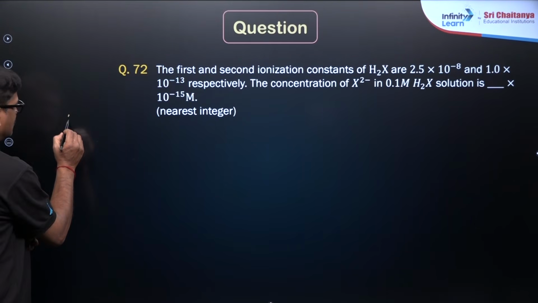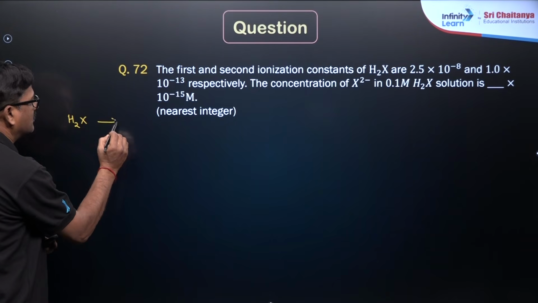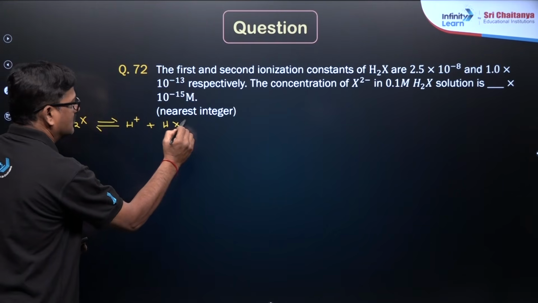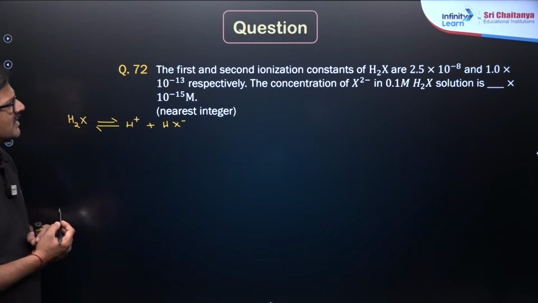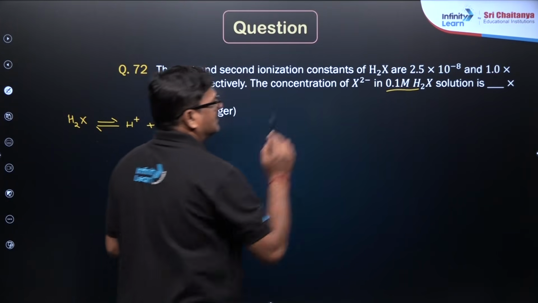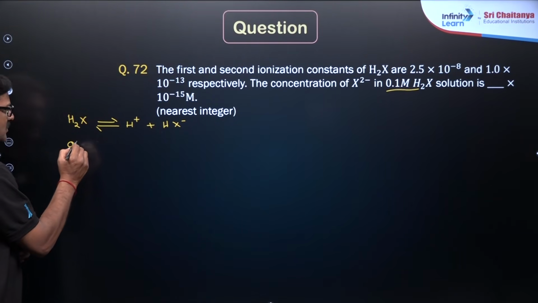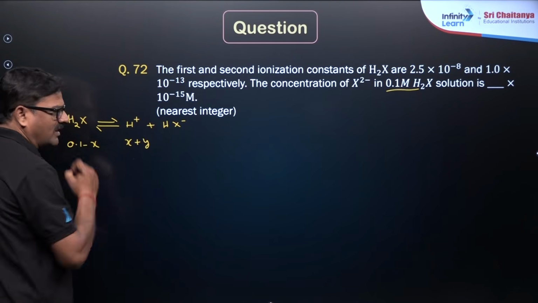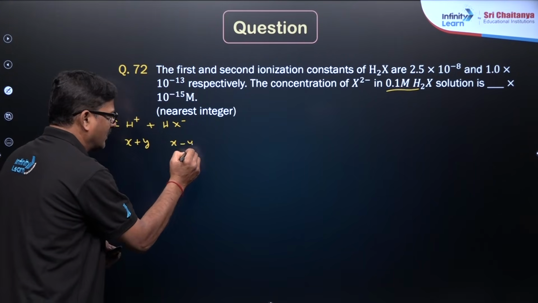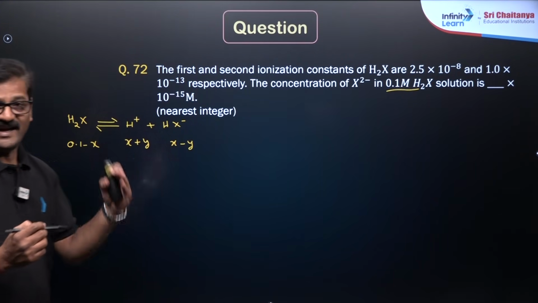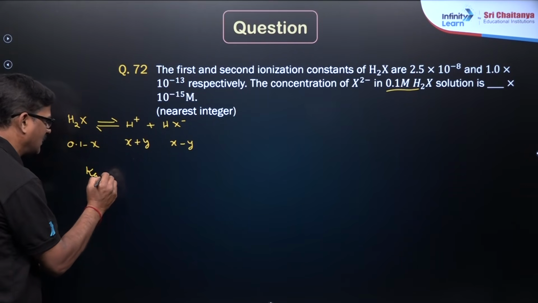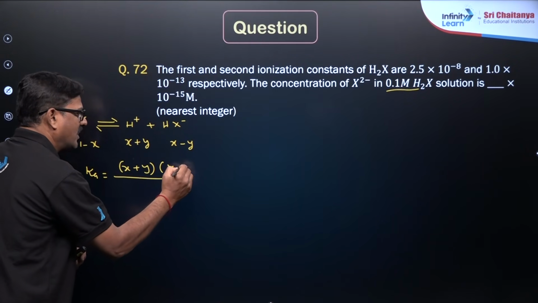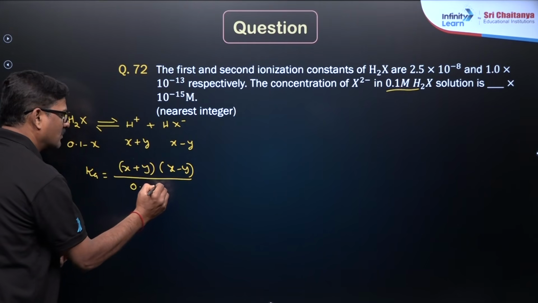So H2X, for the first ionization, gives rise to H plus and HX minus. Initially it is given as 0.1 molar. So I would like to say 0.1 minus x, and it is going to be x plus y, and it is going to be x minus y. So directly put the Ka, the acid dissociation constant Ka is equal to (x plus y) and (x minus y) over (0.1 minus x).